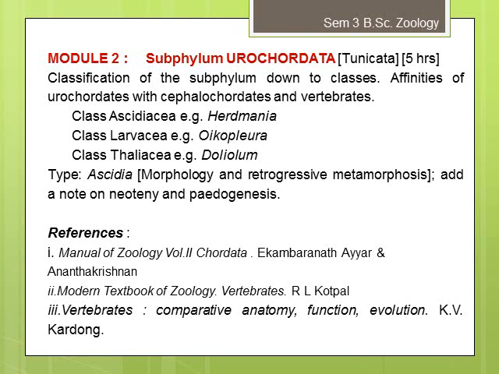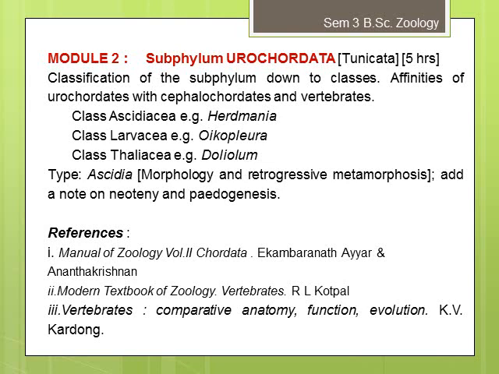Then detailing the characteristics and features of the three different classes and an example each, and learning about Ascidia in detail as a type under Urochordata. And also a very important and unique feature shown by the Urochordates, the retrogressive metamorphosis. It is a very unique feature which is very rarely seen in any other group of the animal kingdom.